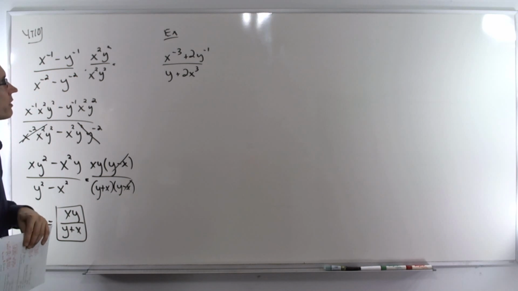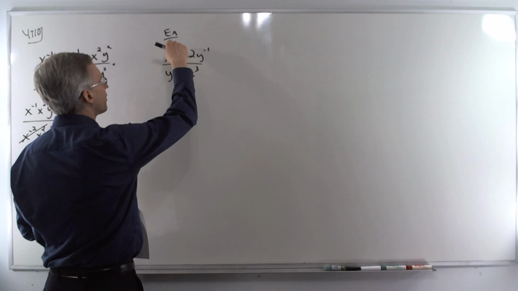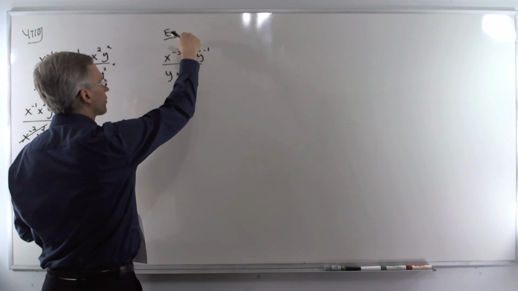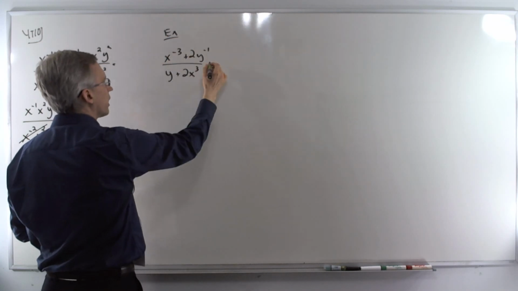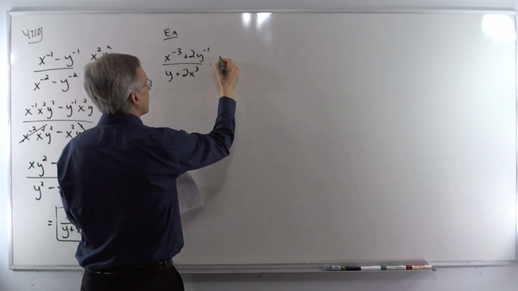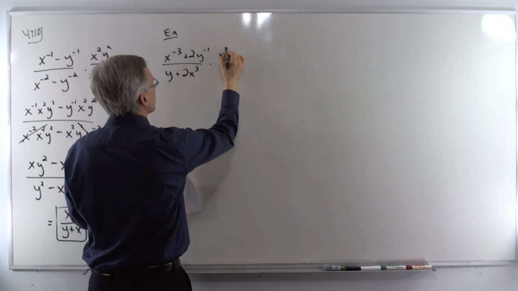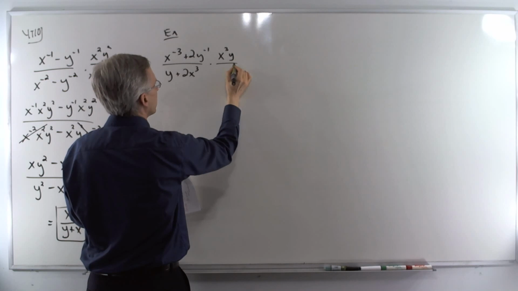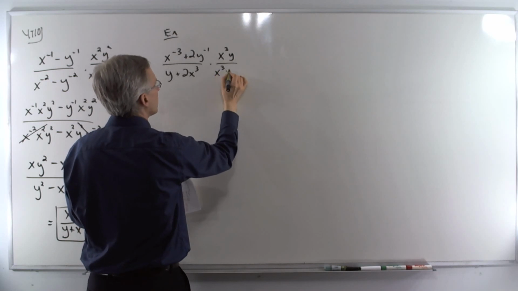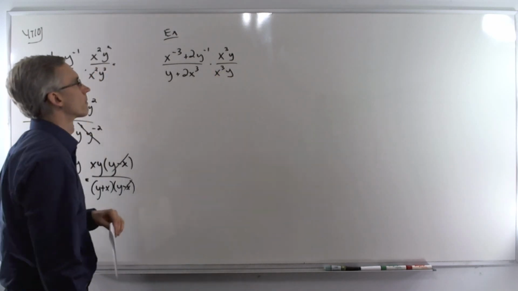All right, we want to get rid of those negative exponents. The only ones we have are a -3 on the x and a -1 on the y. So we'll turn those positive, and we will multiply by x to the third times y over x to the third times y.